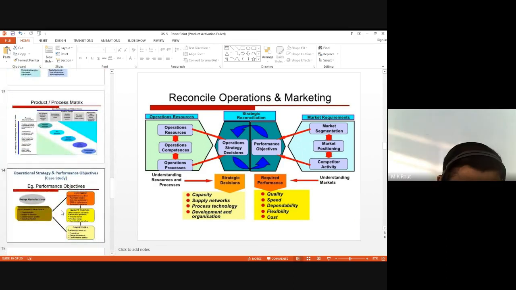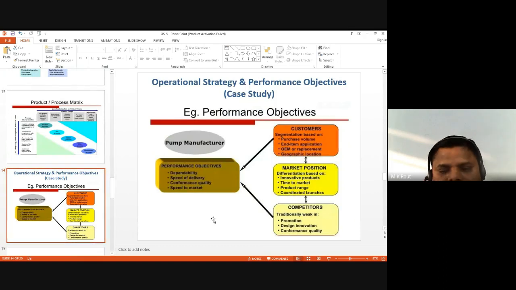Okay. So here is the typical case study of a pump company. Suppose there is a pump manufacturer, and their performance objectives include, as I told in the previous slide, dependability, speed of delivery of pump, confirmation of quality, and speed to the market. But for these performance objectives, you need to focus on customers, market position, and competitors.